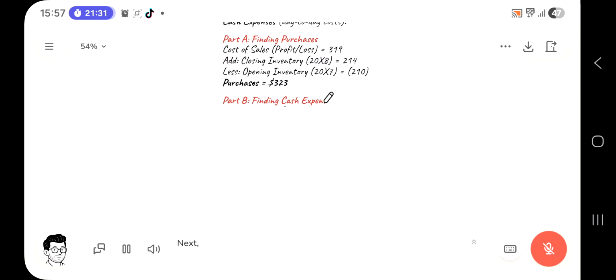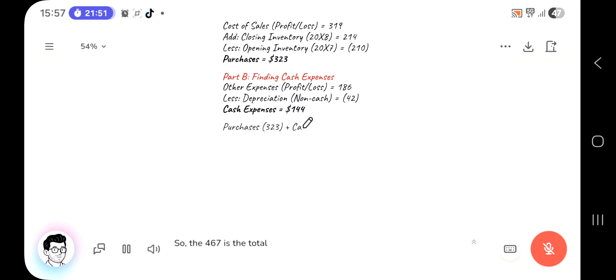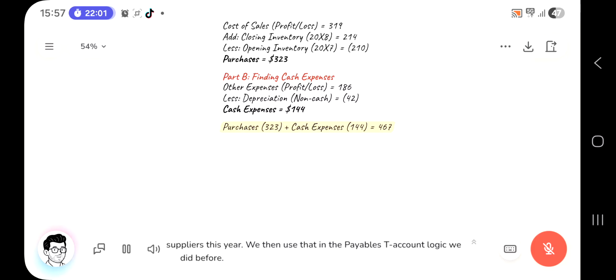Next, we take the 186 in other expenses from the profit and loss statement and strip out that non-cash depreciation of 42. That leaves us with 144. So the 467 is the total value of stuff and services we got from our suppliers this year. We then use that in the payables T account logic we did before. Does that clear up where that hidden 467 came from?